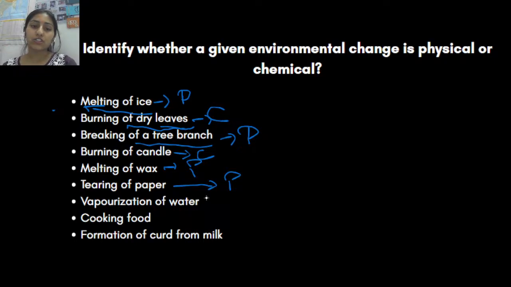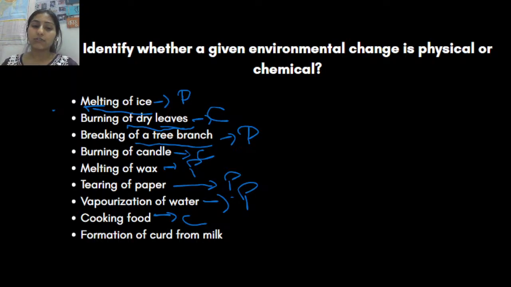Then again, vaporization of water is a physical change because water is water, whether it is present in solid, liquid, or gaseous form. Then cooking of food. Cooking of food is what? A chemical change, because it is leading to the aroma that we usually smell. Also, the food is getting cooked and its properties are changing. Its nutrient content is getting changed. Certain carbohydrates are forming, certain proteins or amino acids are synthesized, and hence it is a chemical process.